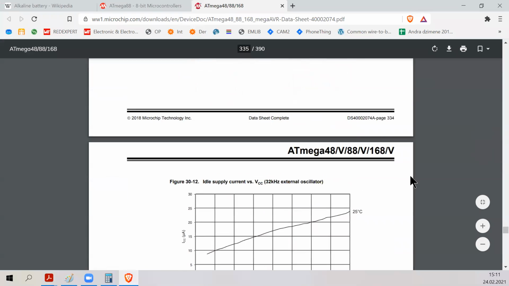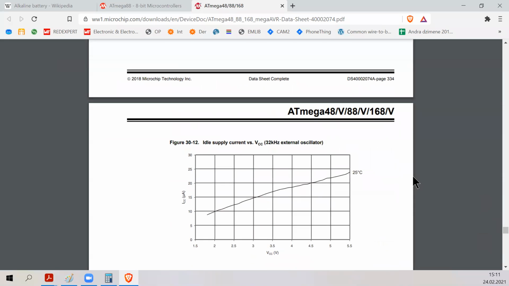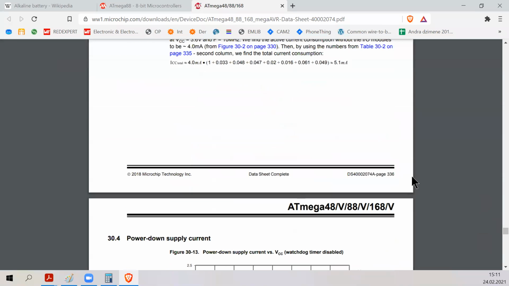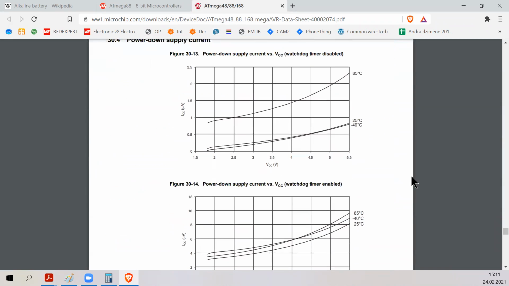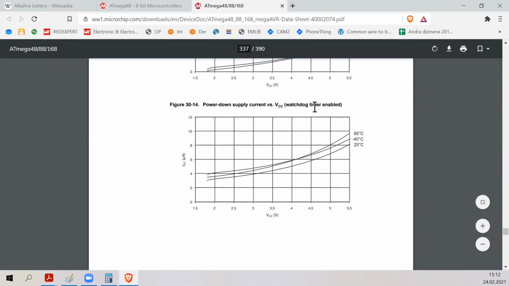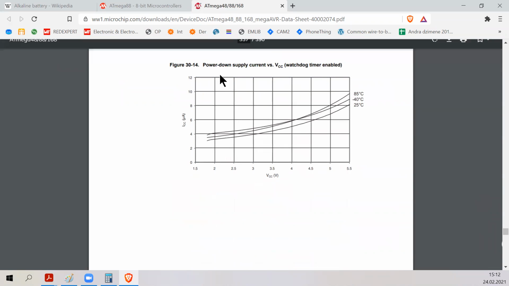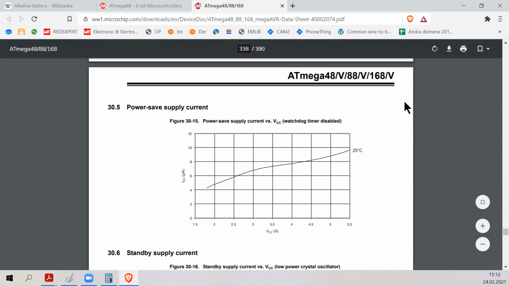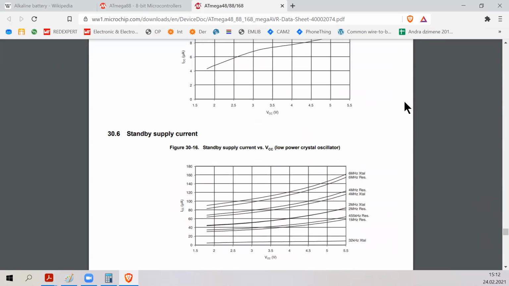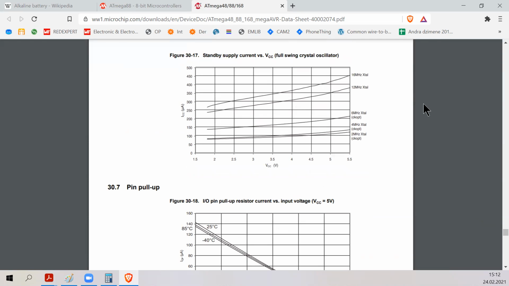And I want to check out the sleep current supply. Idle, power down, supply current. Disabled. Timer enabled. So as you can see here, power down supply current usually is when we are talking about real-time clock running. Let's see.